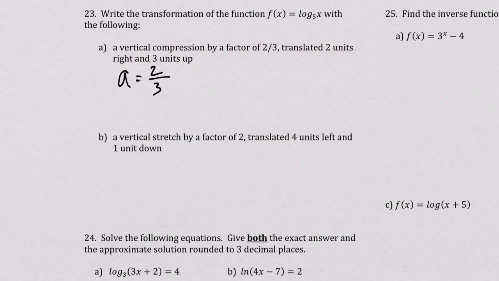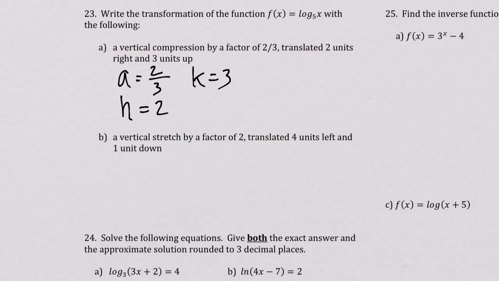Translate 2 units right, that's H. They're saying H is 2. And 3 units up, that's K. K is 3. Using those values and B equals 5, you can make your function.